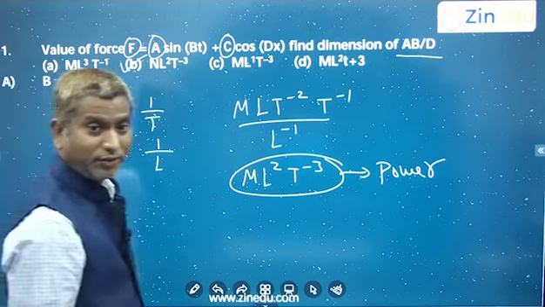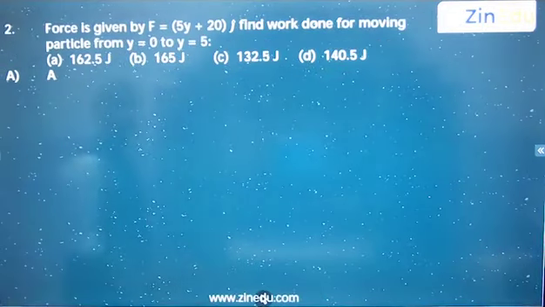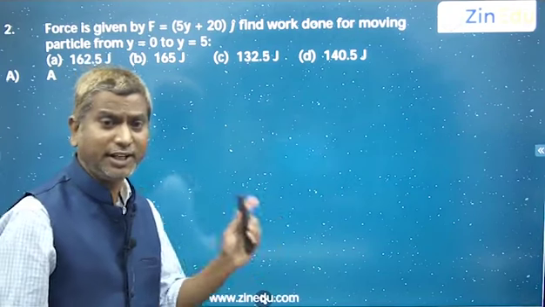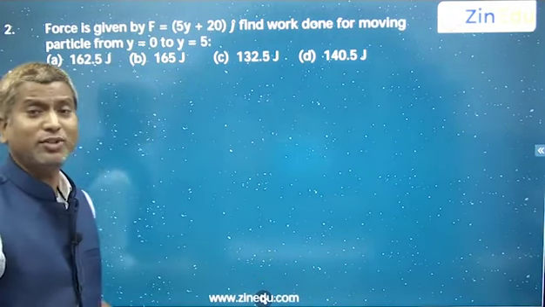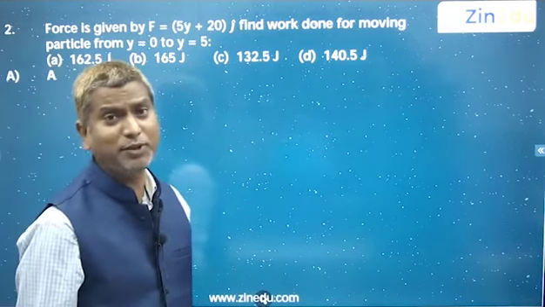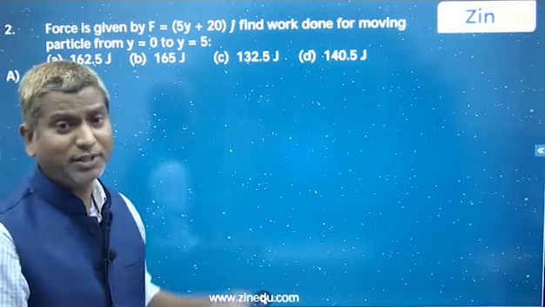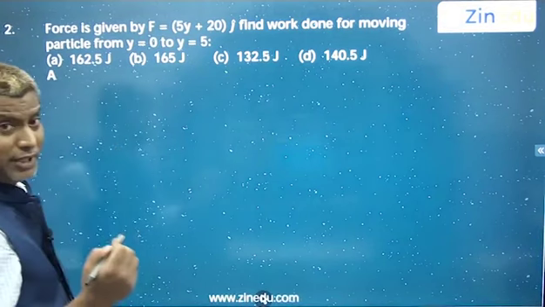So we'll go to the next one. In the second question, force is given by F equals (5y plus 20) j cap. Find the work done for moving the particle from y equals 0 to y equals 5. This is a variable force which is a function of y, and how much work this force is doing in moving the particle from y equals 0 to y equals 5.